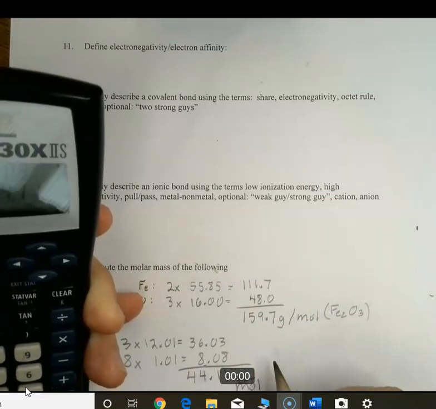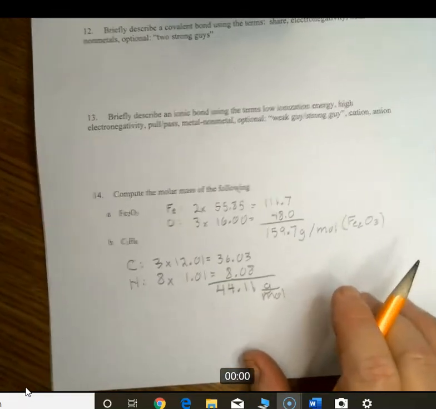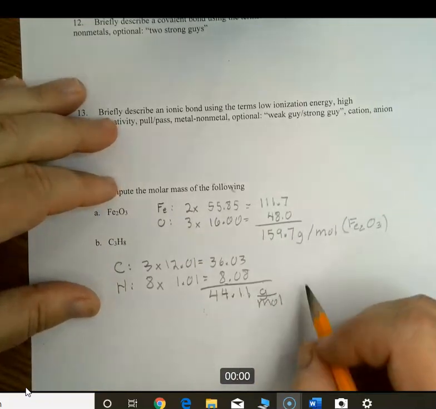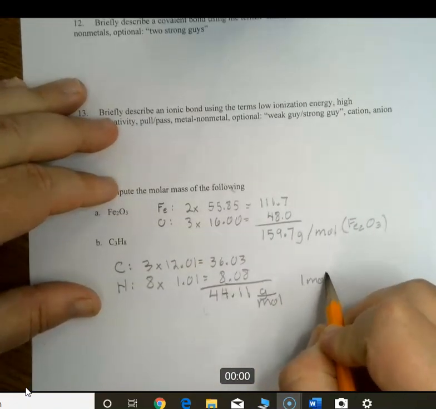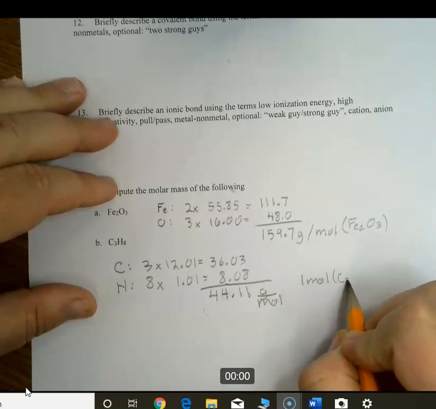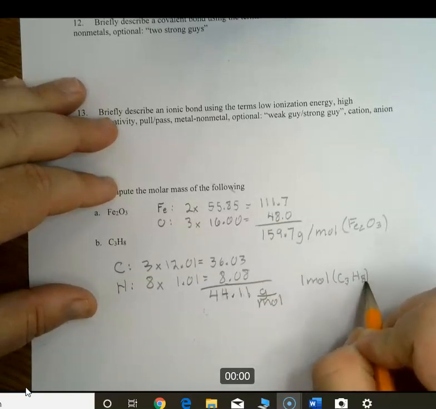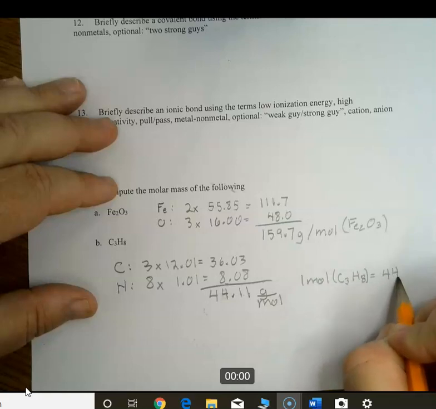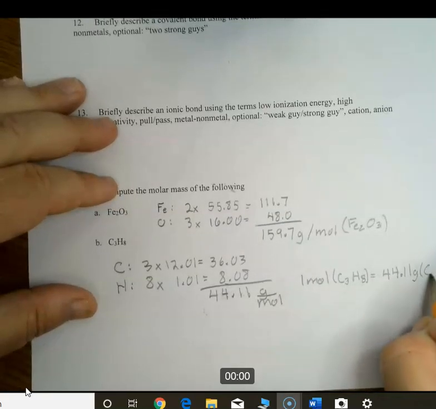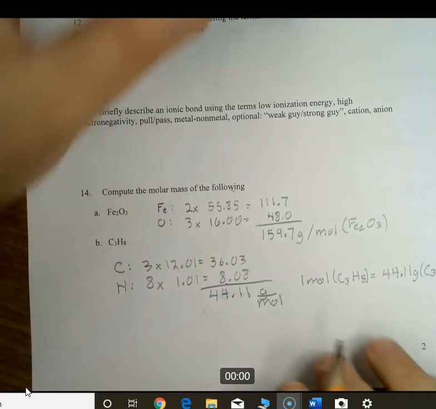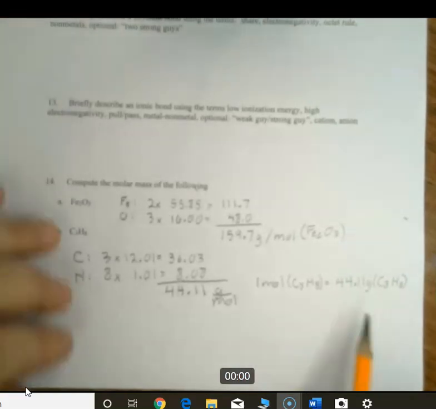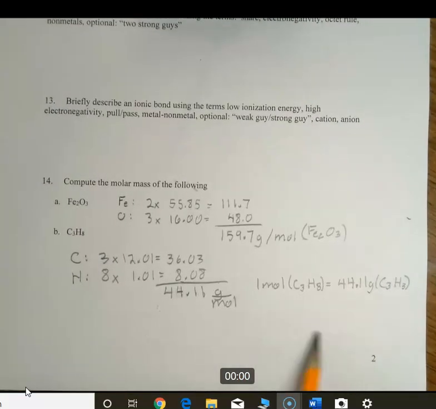Or the way we wrote it traditionally in class. Let me get back on screen here. The way we've traditionally written that for this one is 1 mole C3H8 equals, okay, so this spells it out more clearly. But this is the way you're often going to see it written. It's just 44.11 grams per mole.